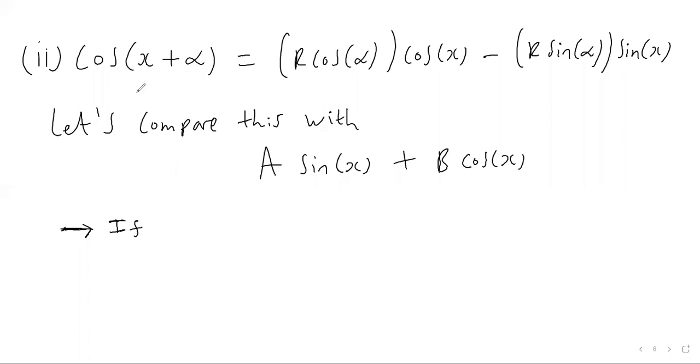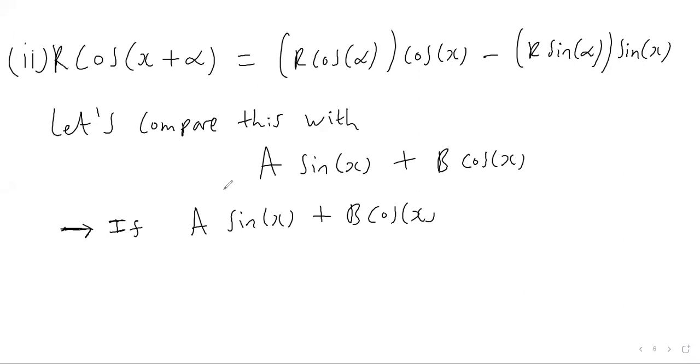So with the cos(x + alpha) formula that we calculated, let's compare this with a sine x plus b cos x. If a sine x plus b cos x is to be equal to this here, again, I forgot the r here, so let me put the r in because that was a mistake. There should be an r there. So if this is equal to this, I'll just write this out in full.